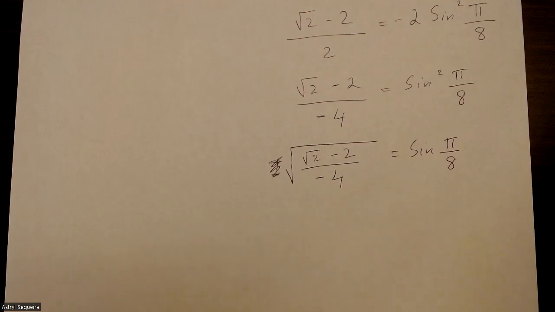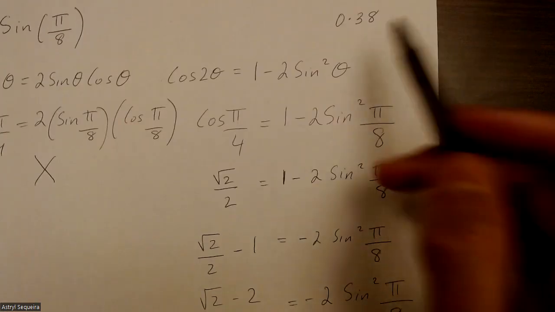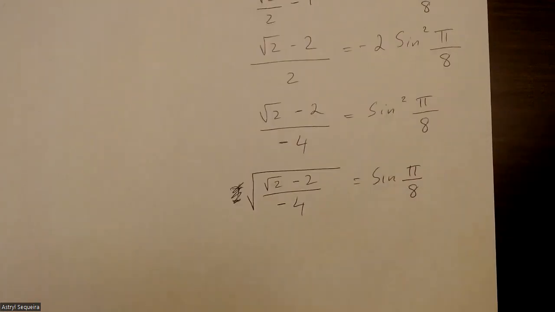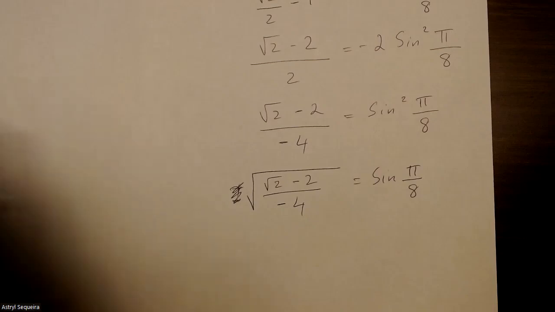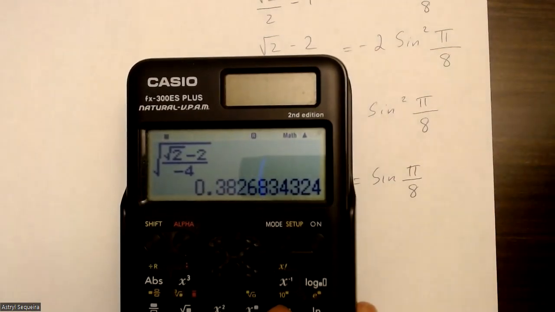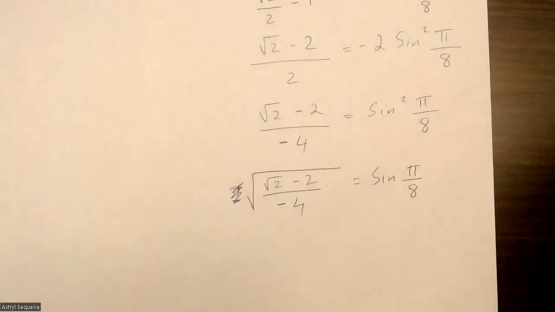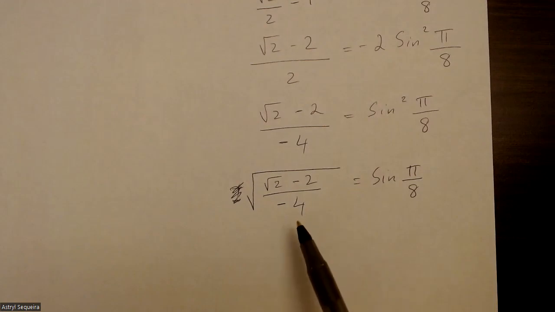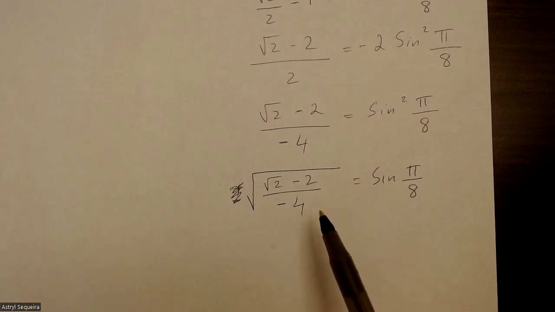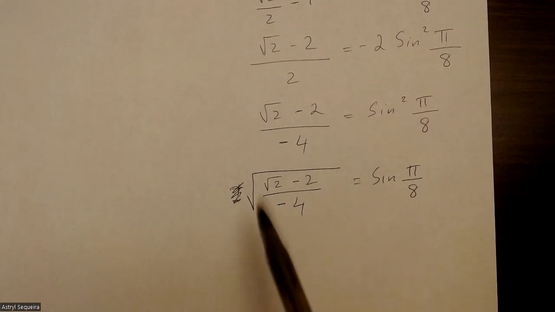And if I type this in my calculator, I should get 0.38. I'll do that right now. And as you can see, I get the exact same value I did at the start of the question. So this would be your final solution. Now, there are a few ways that you can possibly simplify this, but most of the time, this should be acceptable as a final solution.